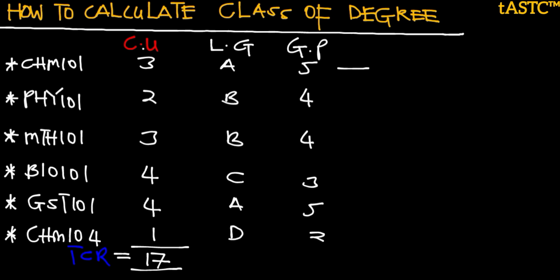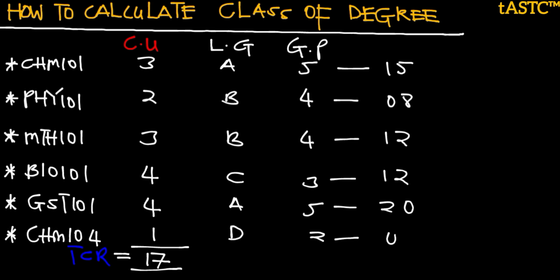So here we're going to have a 3 multiplied by a 5. That is going to give us a 15. And a 2 multiplied by a 4. That is going to give us an 8. And you're going to have a 3 multiplied by a 4 here. That would give you a 12. You're going to have a 3 by another 4. That gives us a 12. And here we're going to have a 20. Here we're going to have a 2.